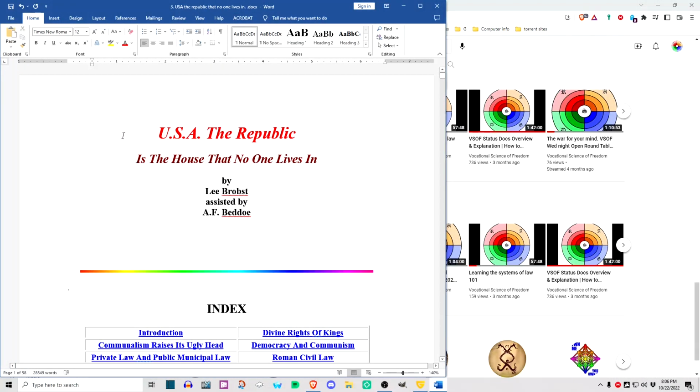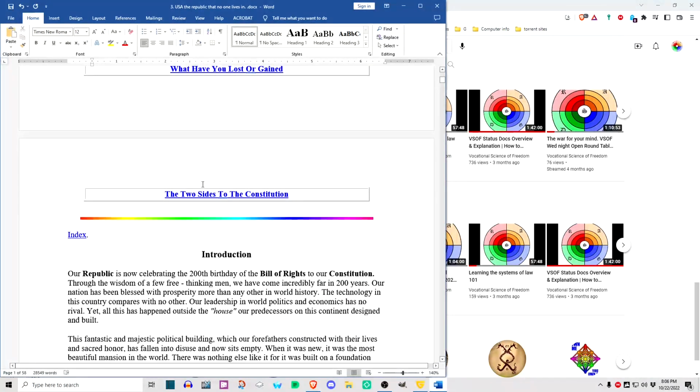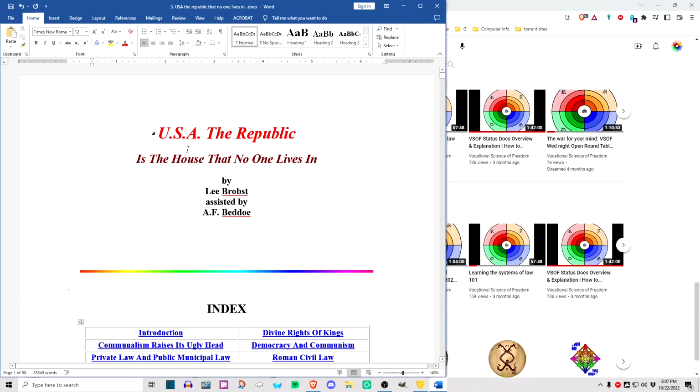So again, this has been the reading of U.S.A. The Republic is the house that no one lives in. I don't have a date for this document. I just know that I found it at least over a decade ago, probably longer. I think I found it in my late 20s, maybe even mid 20s. So it's been out for a long time. I haven't seen a lot of people talk about it, so that's why I wanted to make sure that everybody has this document and that they can go through these classes and understand the importance of what these people were talking about.